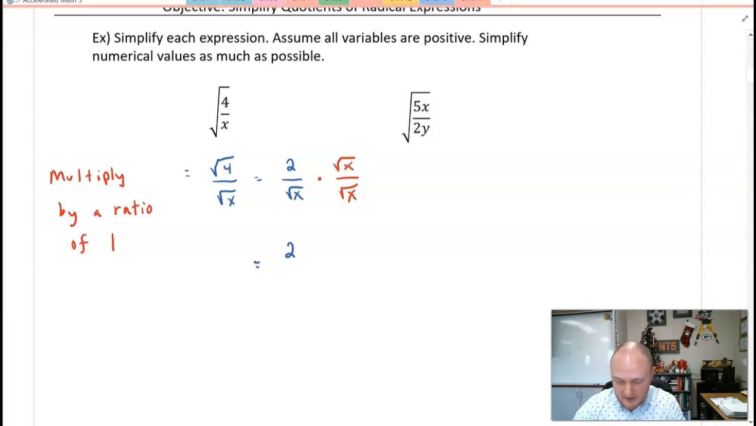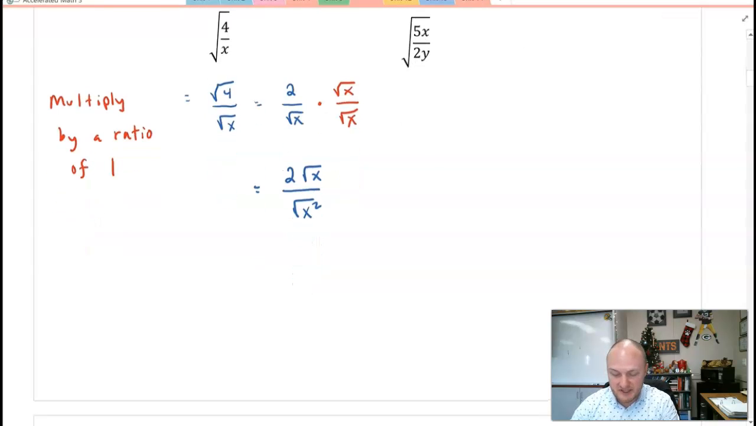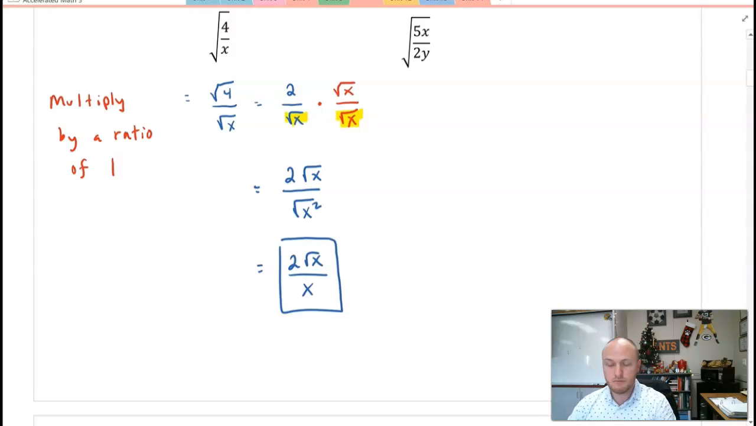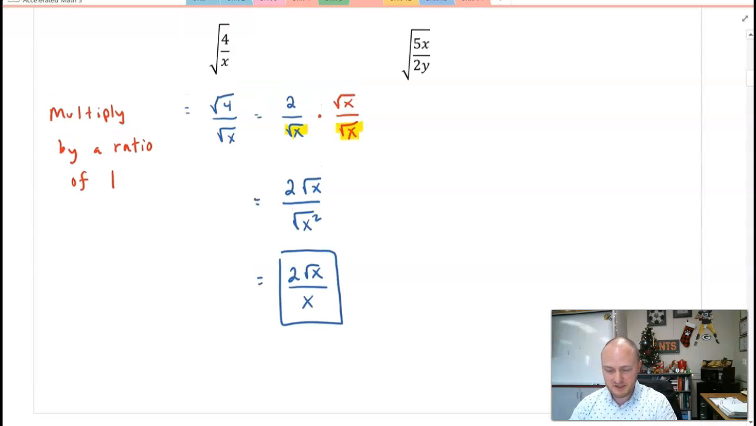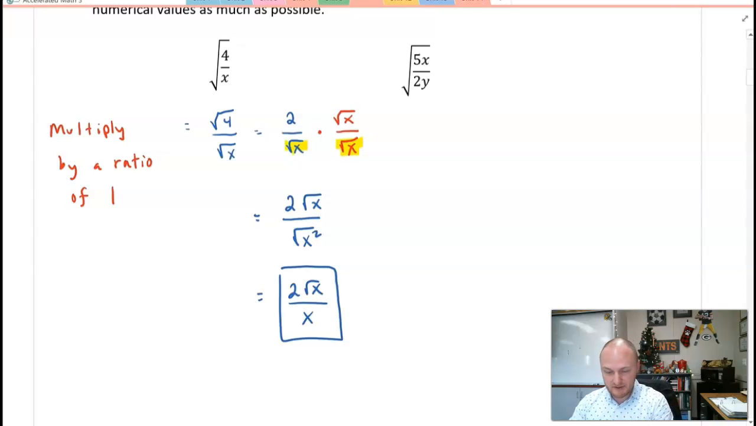2 times the square root of x gives me 2 root x, and the square root of x times the square root of x is the square root of x squared. But really, I want you to get in the habit of understanding that when you multiply a radical times itself, the radical disappears, right? You're essentially doing an inverse operation. So we have 2 root x over x, and then there's your simplified form. Very straightforward. Let's look at a different type of example.